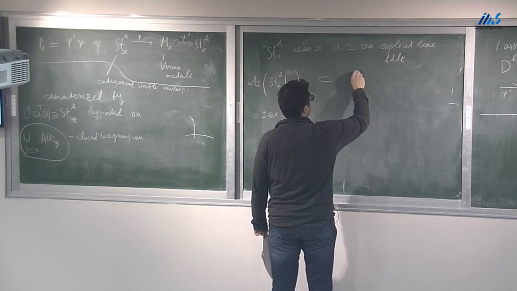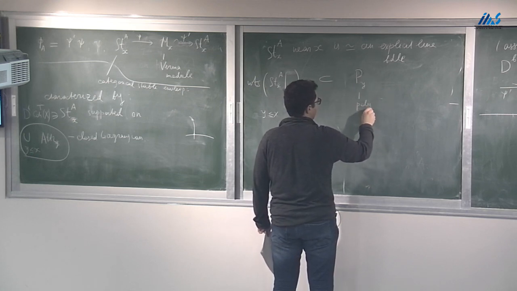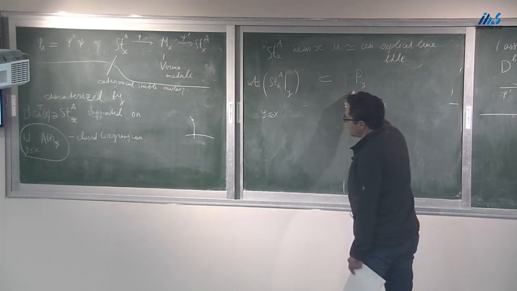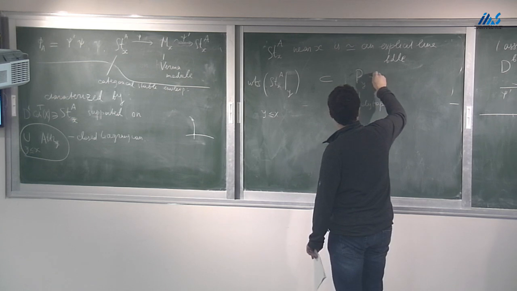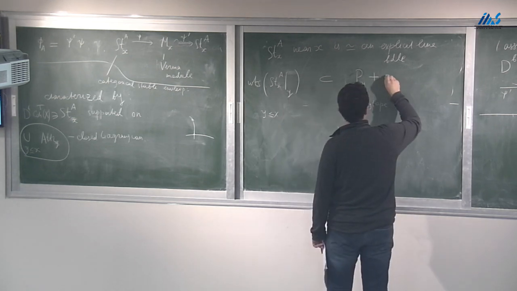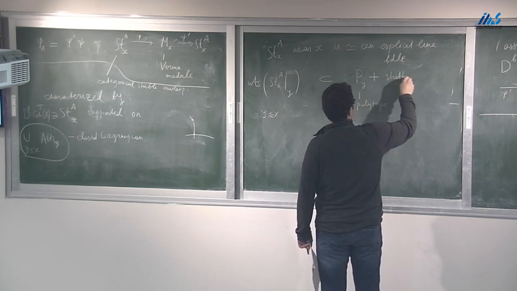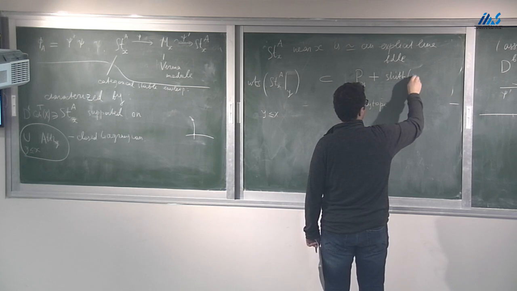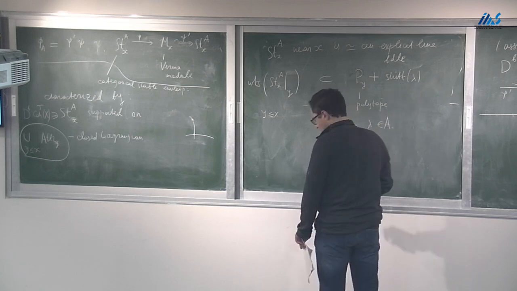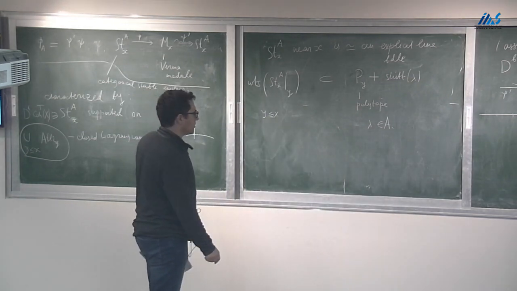So maybe I'll write it P Y. So this is a polytope, again, which is independent of the choice. But then here there will be some shift, which technically depends on lambda, where lambda is in A. So how is the shift defined?